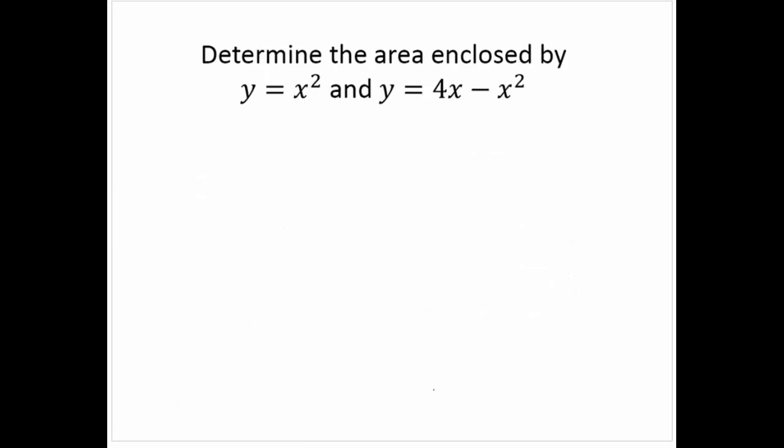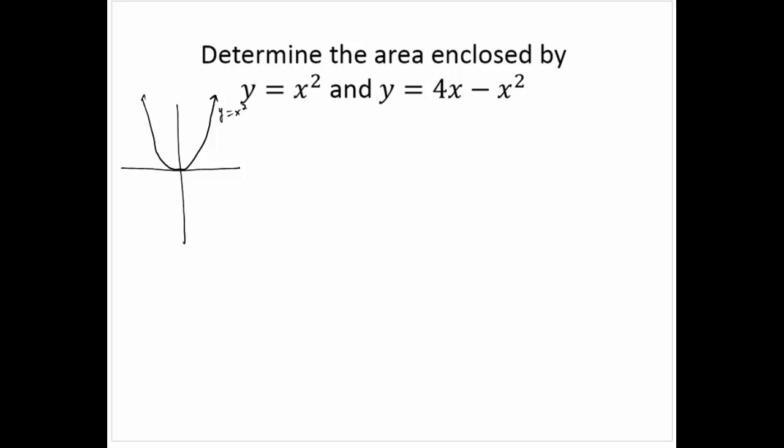Determine the area enclosed by y equals x squared and y equals 4x minus x squared. Alright, it's always a good idea to maybe sketch this to see what we're looking at. Y equals x squared is my basic parabola opening up. So there's y equals x squared.